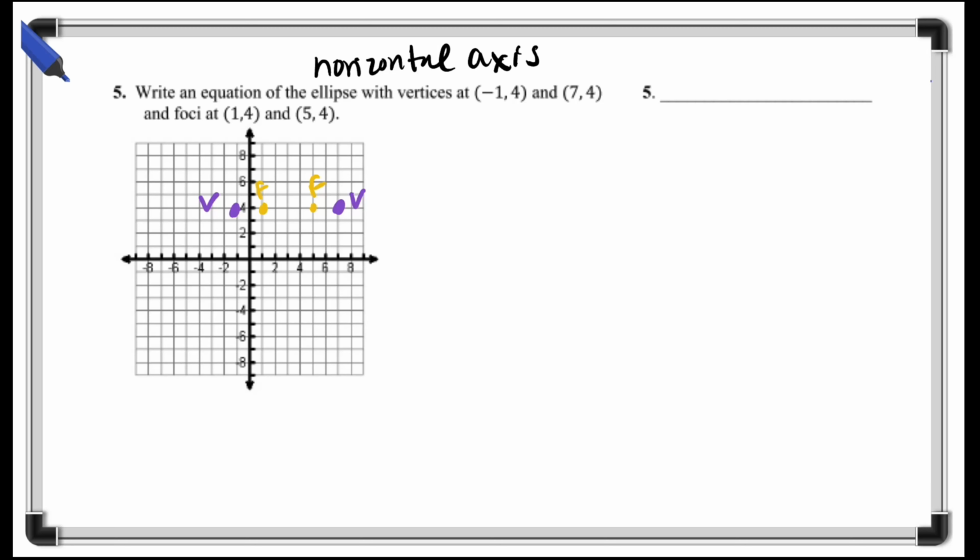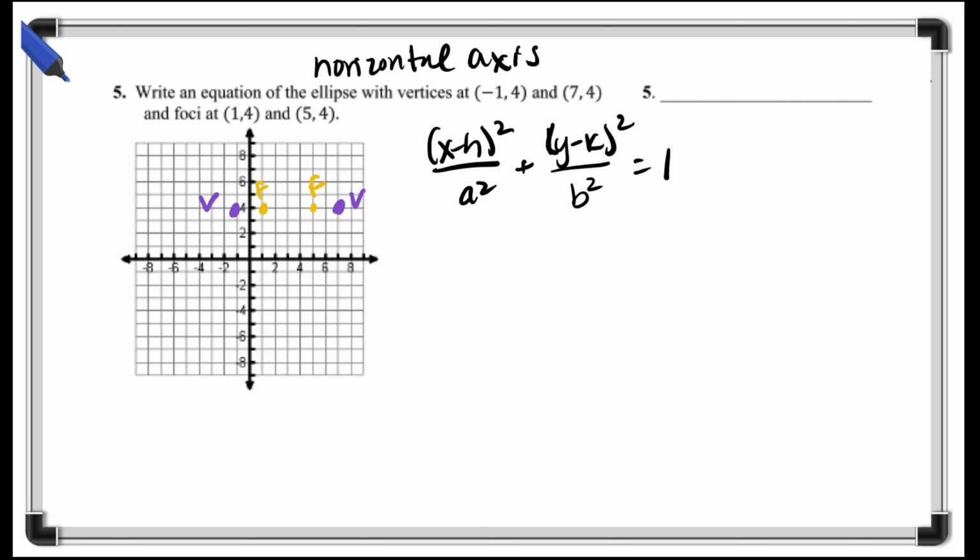So our formula is going to be, we got this squared, we have x, and then a, and then you got your y's, and then you got b squared, and then 1. Horizontal means your a squared is going to be underneath that x variable, so it's going to come first here.